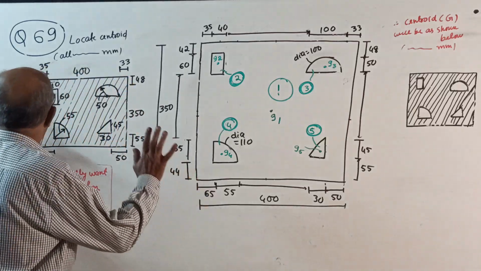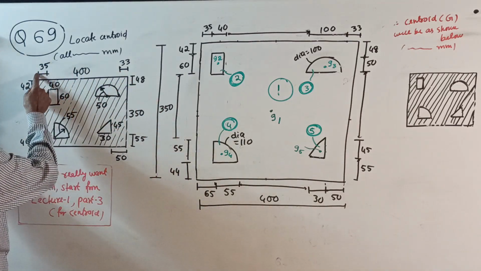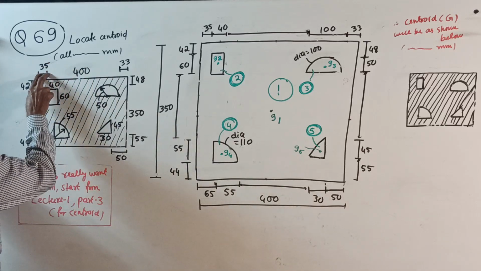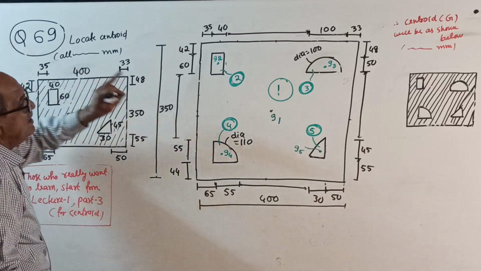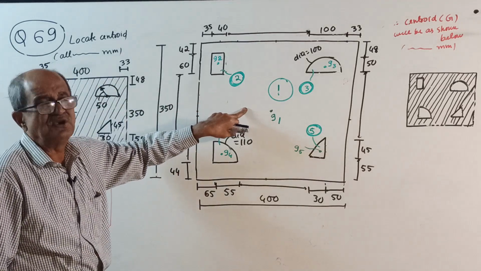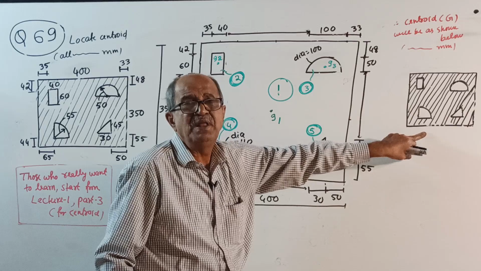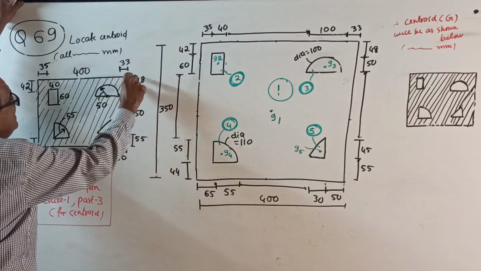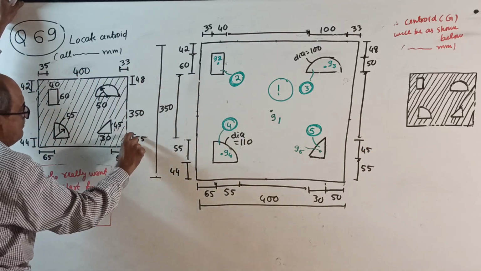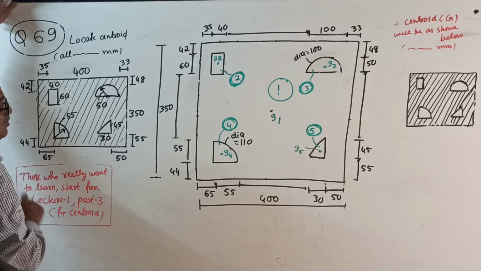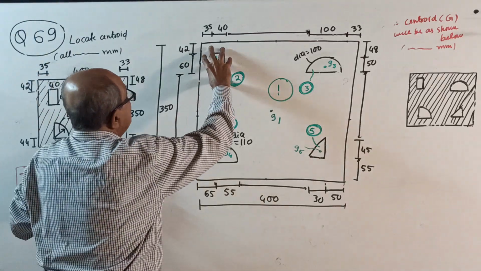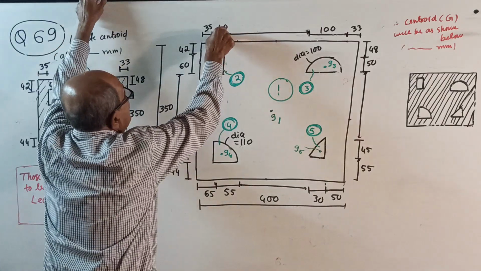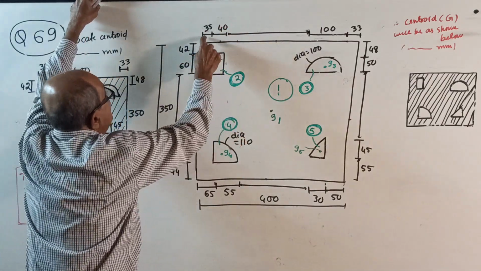Okay, start now. They given all dimensions were cut out. Correct, clear. This gap is 35, this gap is 42. I maintained scale as much as possible. Okay. Then here, this is 33, 48, 50, 55, 65, 44. So now, start. Rectangle mark here. 40 by 60, 40 by 60. Then this is 35.